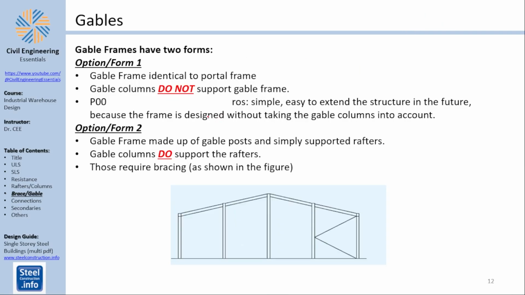Now, what about gable frames? There are two options for gable frames. Option number one, which I personally like. The reason you see P and then double zeros and then distance and rows is because my little kid, my baby CE, actually climbed on the desk and started bashing values. So you see this. This is basically baby CE.